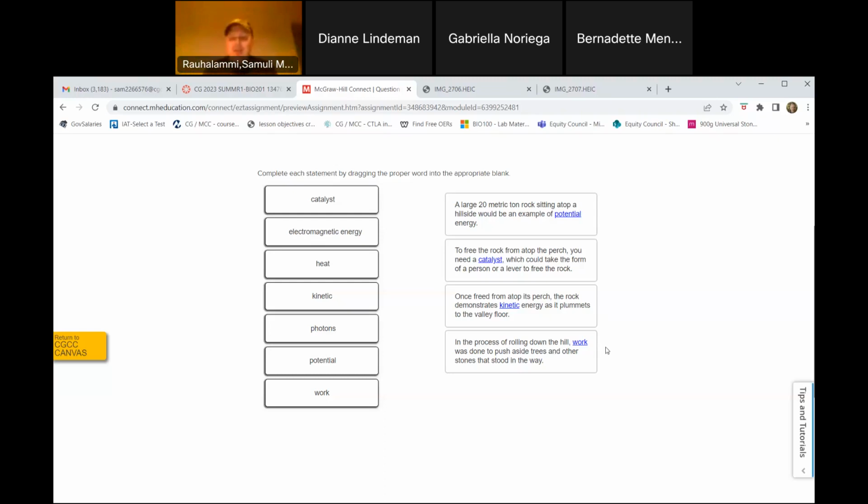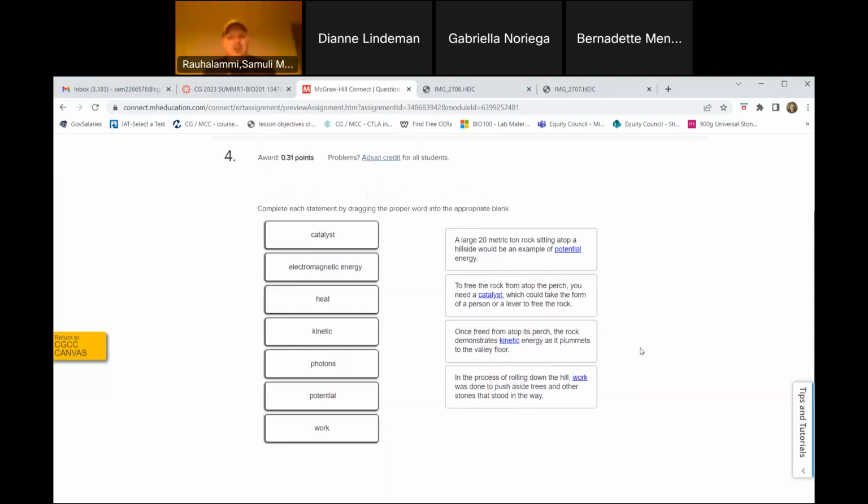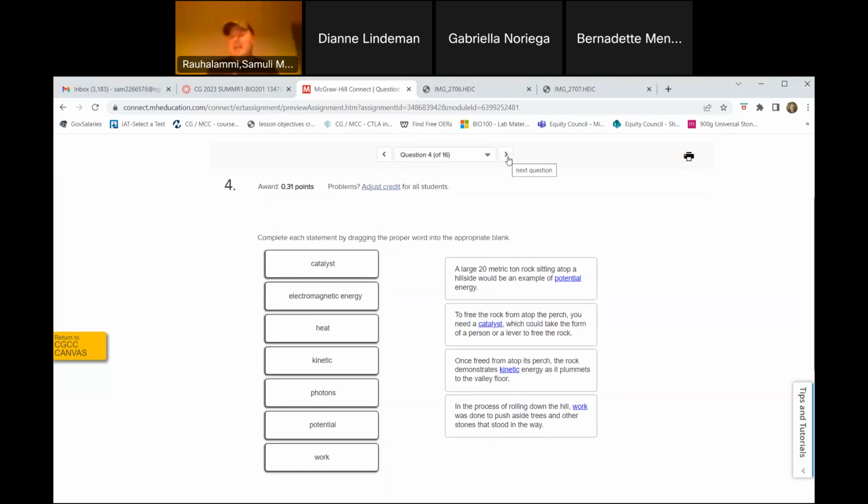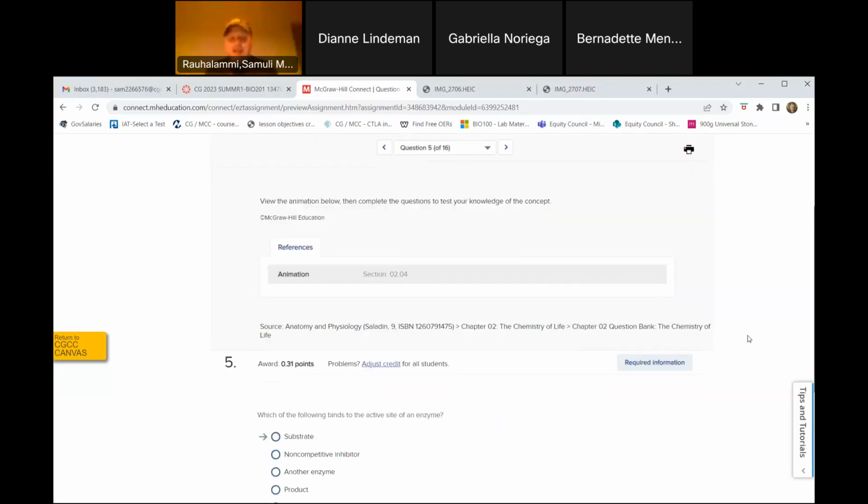And the final statement that we're seeing here is that in the process of rolling down the hill, work was done to push aside trees and other stones that stood in the way of the rock. So really, work is a term that we're looking at here. We're doing some kind of a change, we're moving, we're causing a change. So those were the words that were the only ones that fitted into these questions. I hope that makes sense. Let's have a look at the next one.